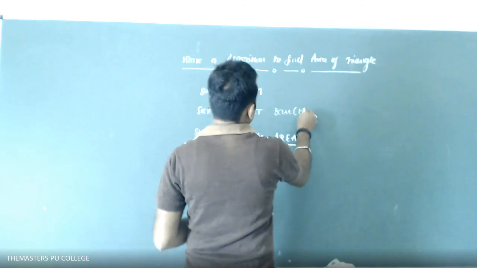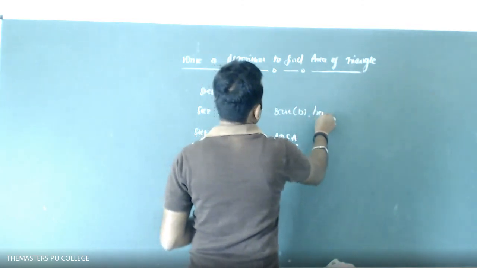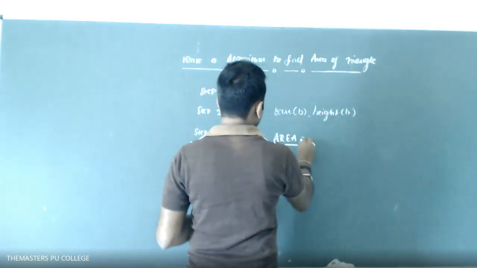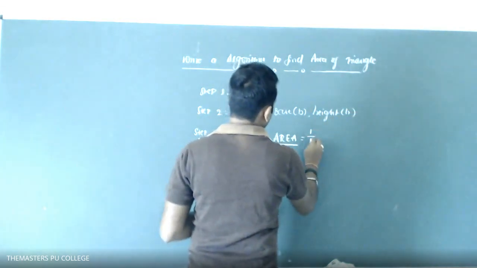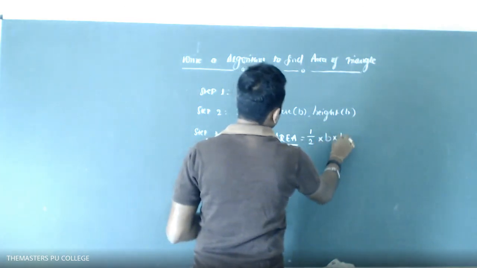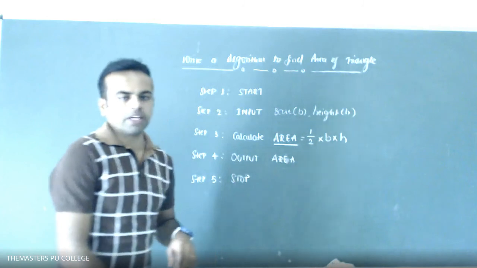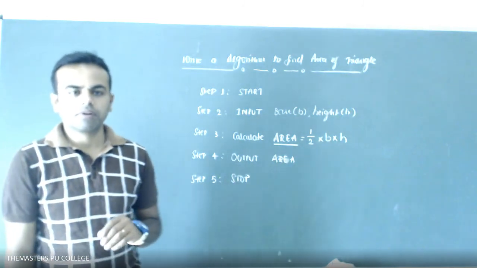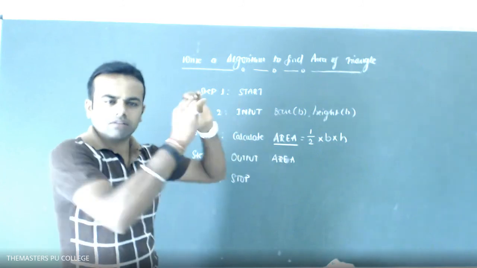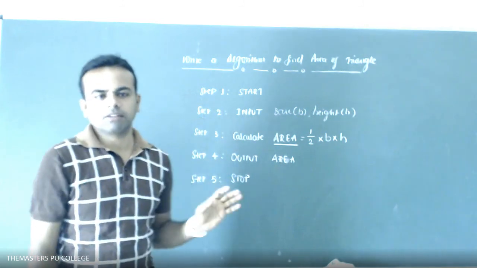B and height H. Okay, and you need to calculate half, 1 divided by 2, into B into H. It is base, not breadth, it is base. Half into base into height. So the remaining part is similar.